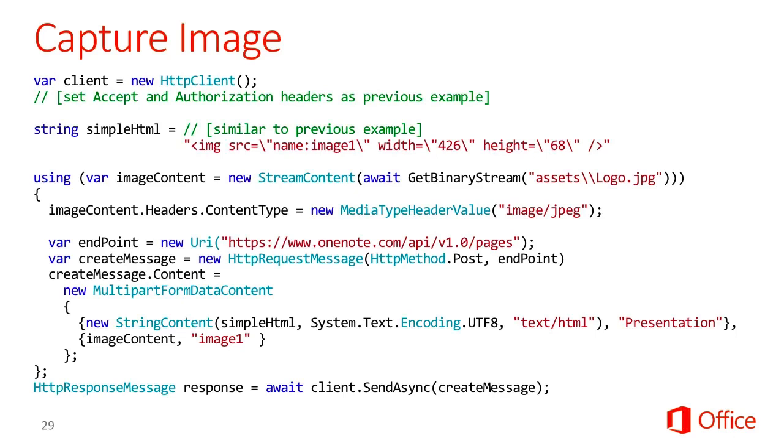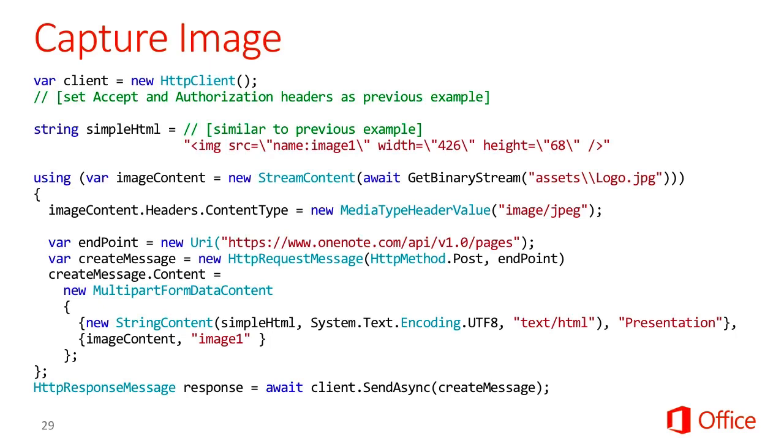The endpoint is going to be the same, pointing to the pages endpoint. I'm going to issue an HTTP post. Now the content for this, I'm going to pass in a string using the simple HTML that's defined at the top. This is still just HTML content. So I'm going to pass in UTF-8 as the encoding. The type is HTML. I'm then going to pass in a string for presentation, and then I'm going to pass in the actual image content.